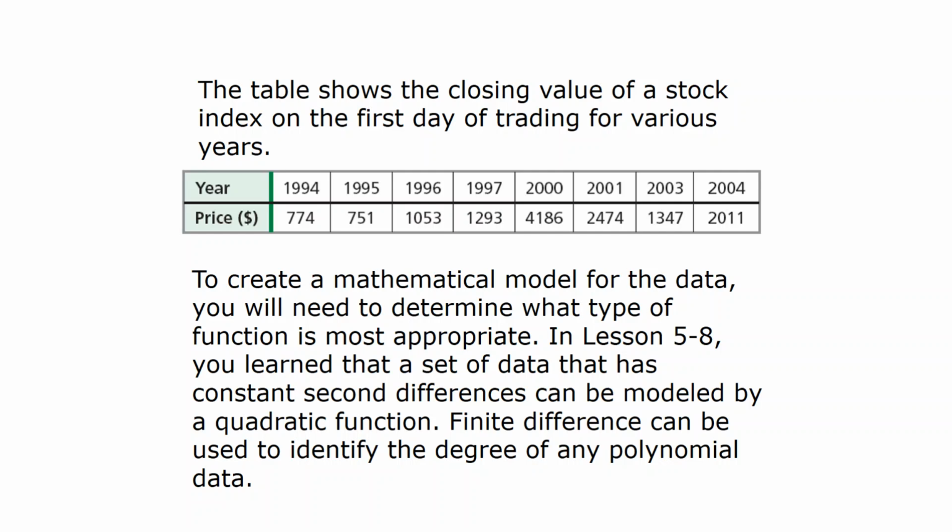It says the table shows the closing value of a stock index on the first day of trading for various years. To create a mathematical model for the data, you will need to determine what type of function is most appropriate. In lesson 5-8, you learned that a set of data that has constant second differences can be modeled by a quadratic function. Finite differences can be used to identify the degree of any polynomial data. So let's see what that really means.